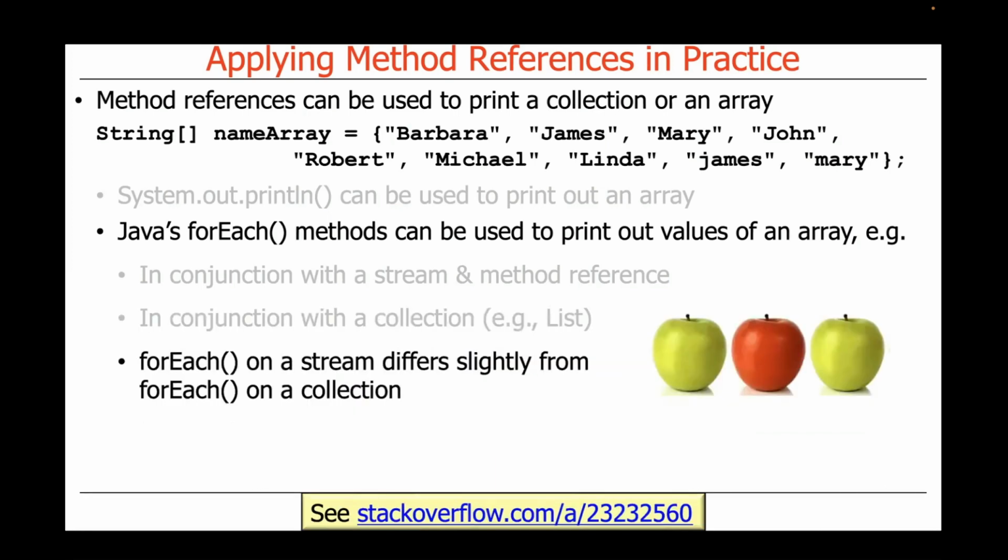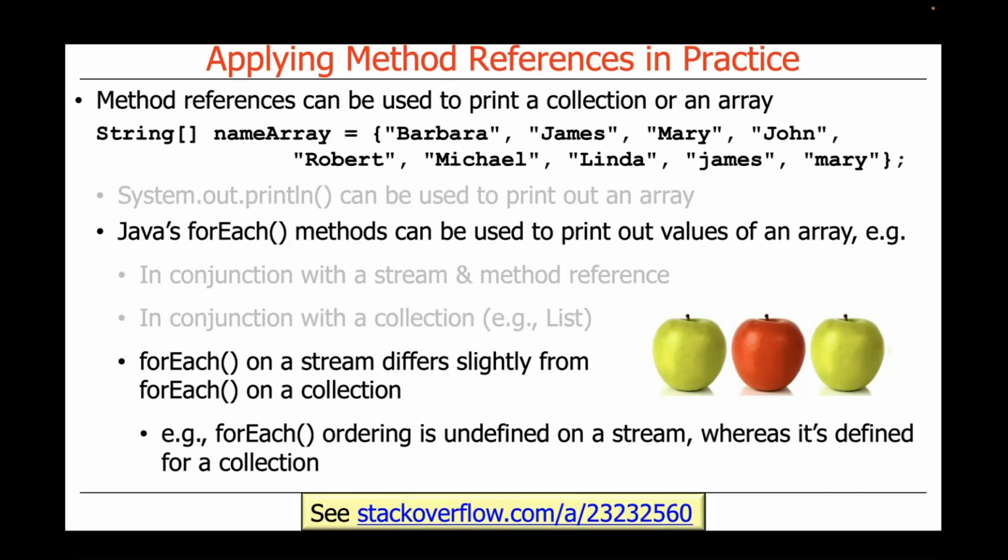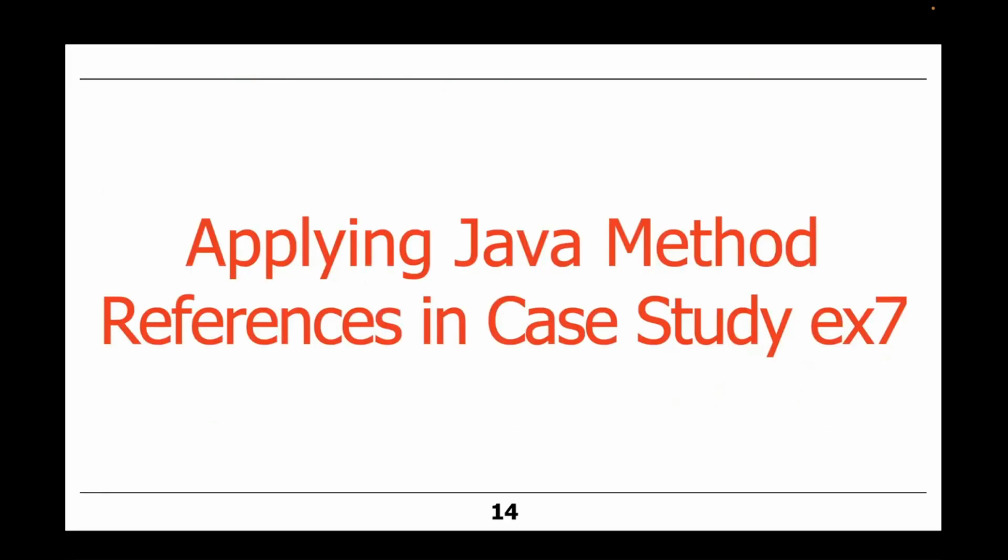So that's another way to print things out using the method reference mechanism, a different forEach method in this case. A little side note, this is sort of a tangent, but it's worth mentioning briefly. The forEach method defined on Java streams differs slightly from the forEach method defined on a Java collection. For forEach on a stream, the ordering is undefined, and this is really only important for parallel streams. Whereas for a collection, it's defined, and it basically is just the iterator order that would be used to iterate through the elements in the collection.